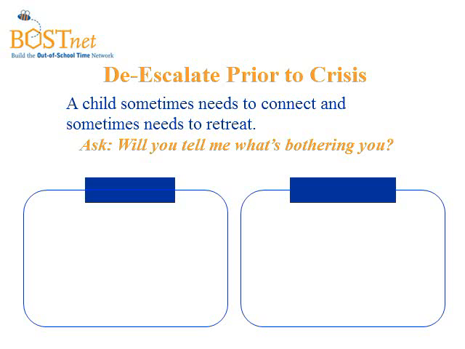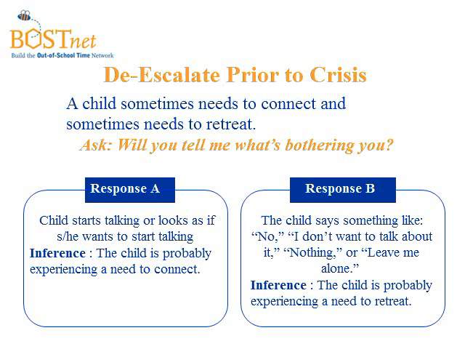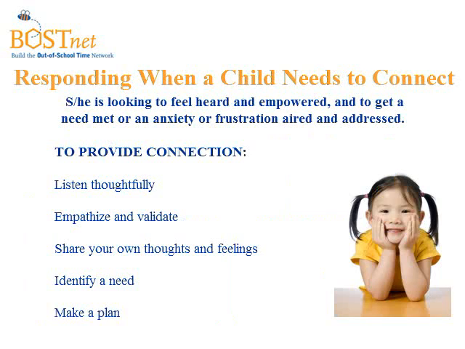As soon as you've observed an escalating crisis, it's important to begin to de-escalate. The strategy you use will be correlated to the needs of that child. These needs fall into two categories: the need to connect and the need to retreat. Typically, you can determine the needs of a child by simply asking the question, "Will you tell me what's bothering you?" If a child responds by talking to you about the situation or seems to want to talk, then the child is likely experiencing the need to connect. However, if the child distances herself from you with a negative or confrontational response, the child likely needs to retreat.